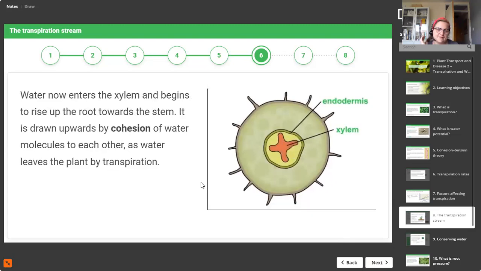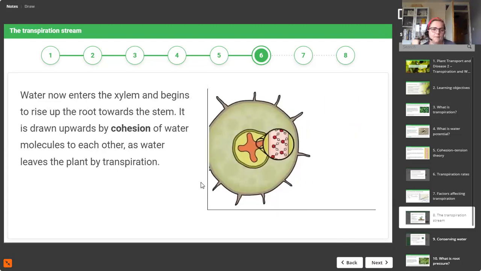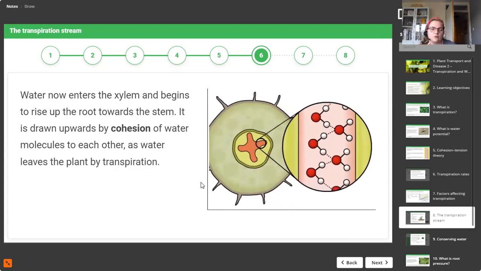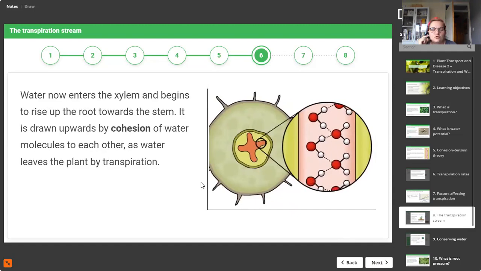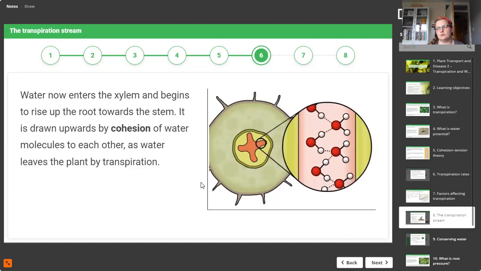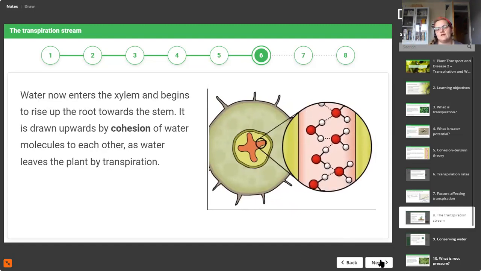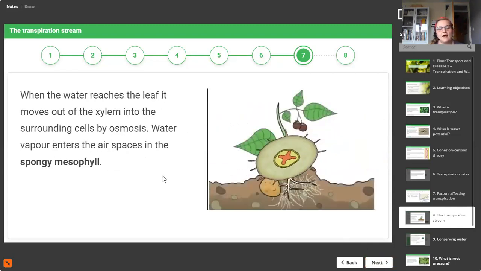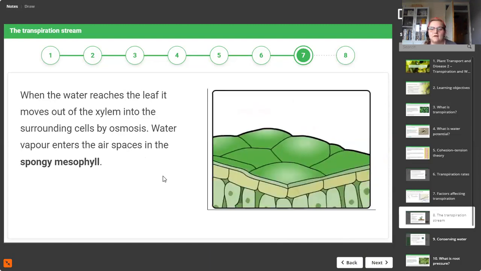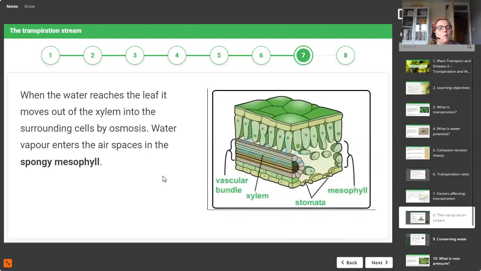Water is now able to enter the xylem, and once it's able to enter the xylem, it begins to rise up the root and towards the stem. Because it's going against gravity, it's drawn up using cohesion of water molecules to each other. As water leaves the plant by transpiration, the cohesion of water pulls the water up and through and allows this transport stream. When the water reaches a leaf, it moves out of the xylem and into the surrounding cells by osmosis, and then water vapor enters the air spaces in the spongy mesophyll.